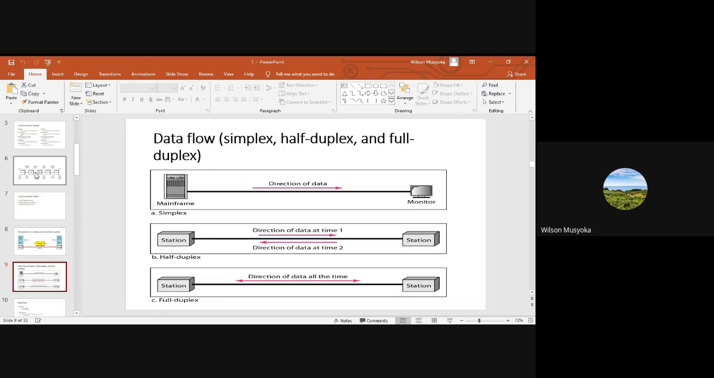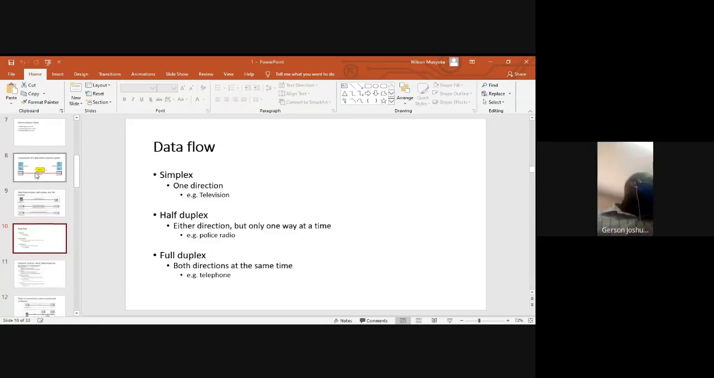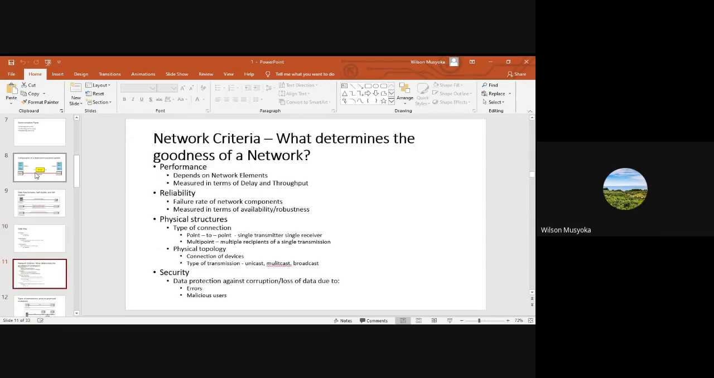Then there is full duplex, whereby it is omnidirectional or bidirectional, meaning that both the sender and the receiver can communicate at the same time or can transmit back and forth simultaneously. Think of a telephone call whereby someone is talking and the other one is responding, or a video conference. So those are the cases, and the examples are there in slide number 10.